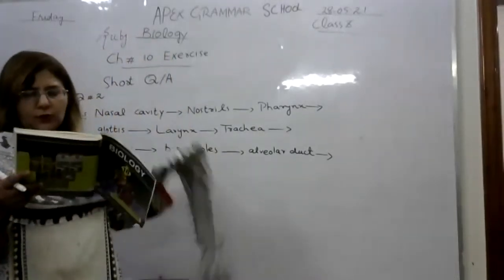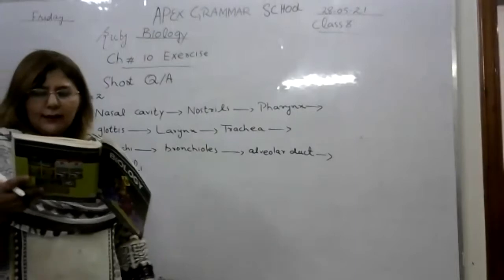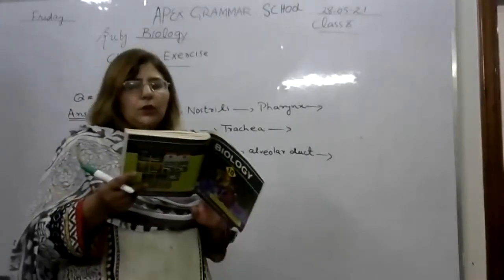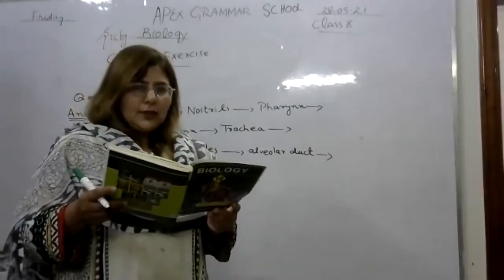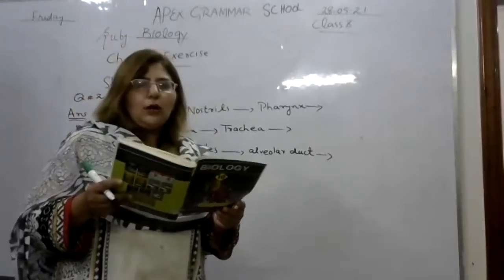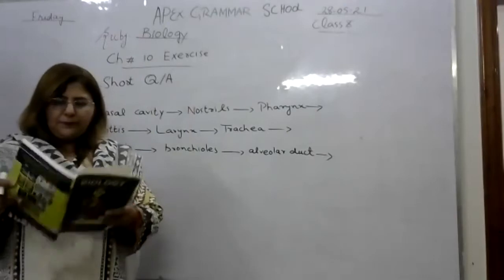The aquatic plants get the oxygen dissolved in water and release carbon dioxide in the water. Okay, so this is your question number 1 answer. It is given on page number 2 and 3.